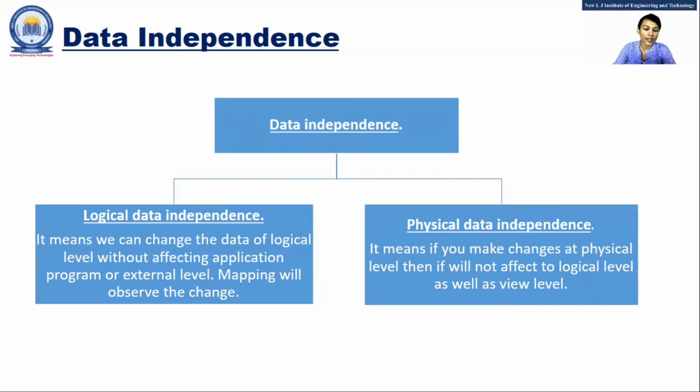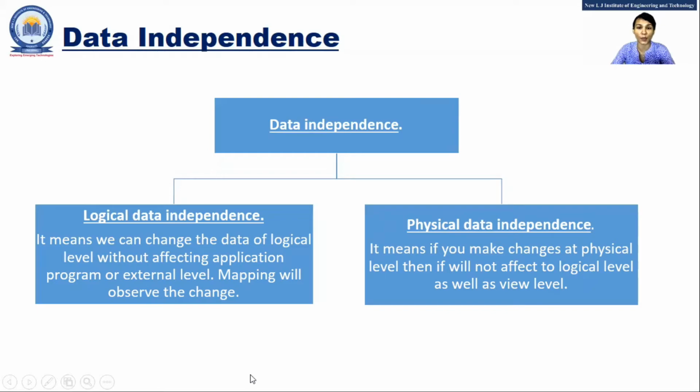tables. So suppose you want to change something at this level, then there should not be any effect on the user level or the upper level, and the upper level of the logical level is the user level. So suppose we are making any change at the logical level, it should be done without affecting the application program or the external level, and the mapping will absorb the change. That means if you want to give an update, then the update will be there at the user level. But suppose you are changing the size of a particular column, or you are renaming your table, then in that case there should not be any negative effect on the user level.